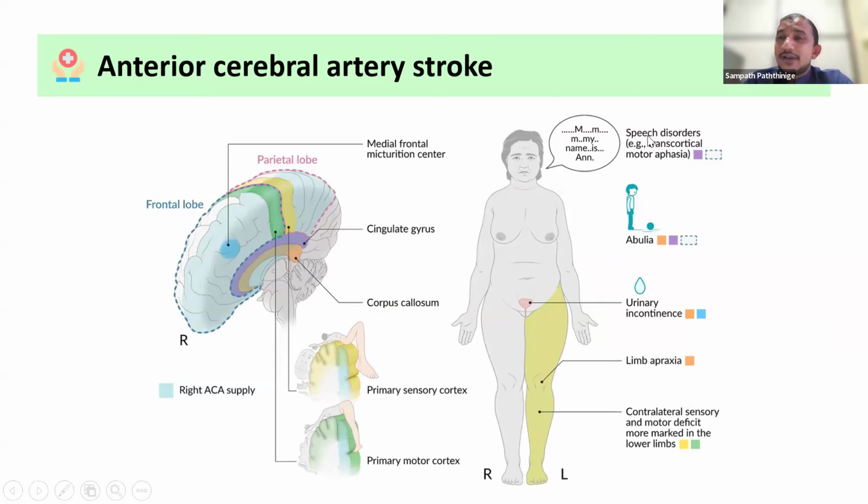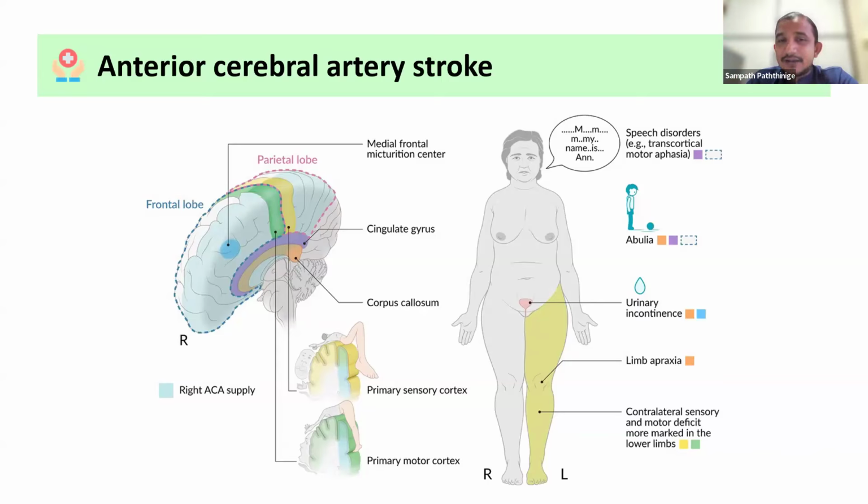So don't get confused, right? The anterior cerebral artery occlusions can also affect some language functions as well. But basically, if a patient has a global aphasia, we tell it is a middle cerebral artery. But there are a lot of subcortical structures, right? So a lot of connections between these language areas which are supplied by the anterior cerebral artery.